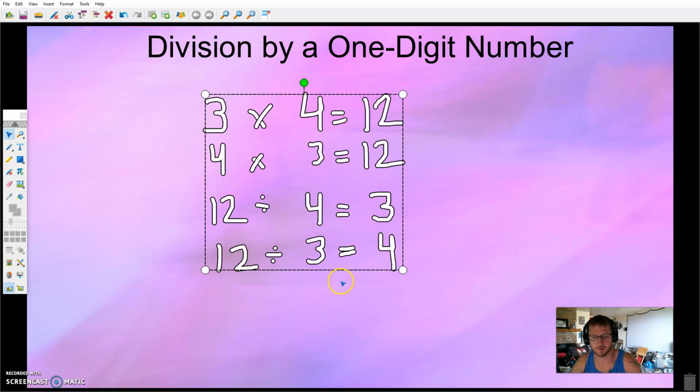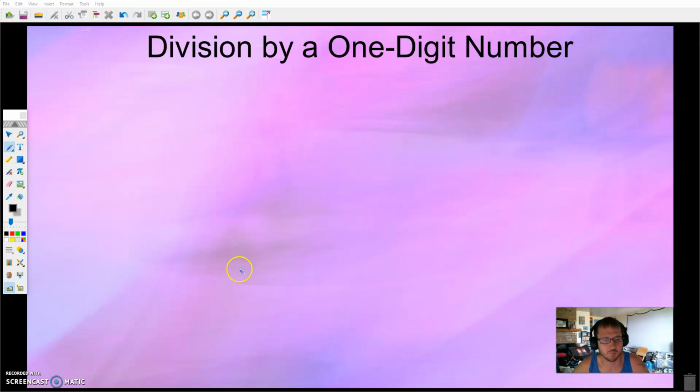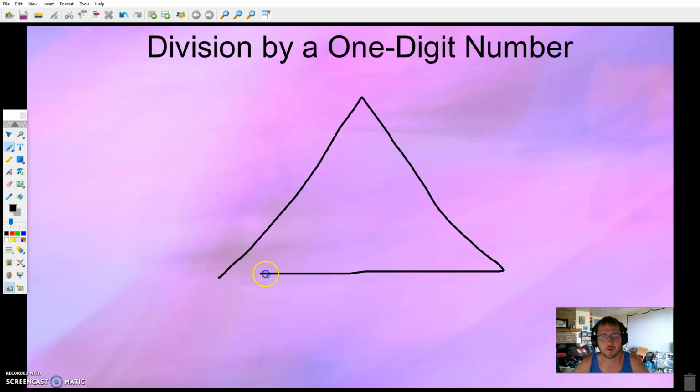You can also think about this. I've seen these as circles, whatever. I like to do them as triangles. Okay, if I've got, let's do 20. 20 is my either product or dividend. And then to make 20, we can do 4 times 5. So 4 times 5 equals 20. 5 times 4 equals 20. You can also divide. 20 divided by 5 equals 4, and 20 divided by 4 equals 5.